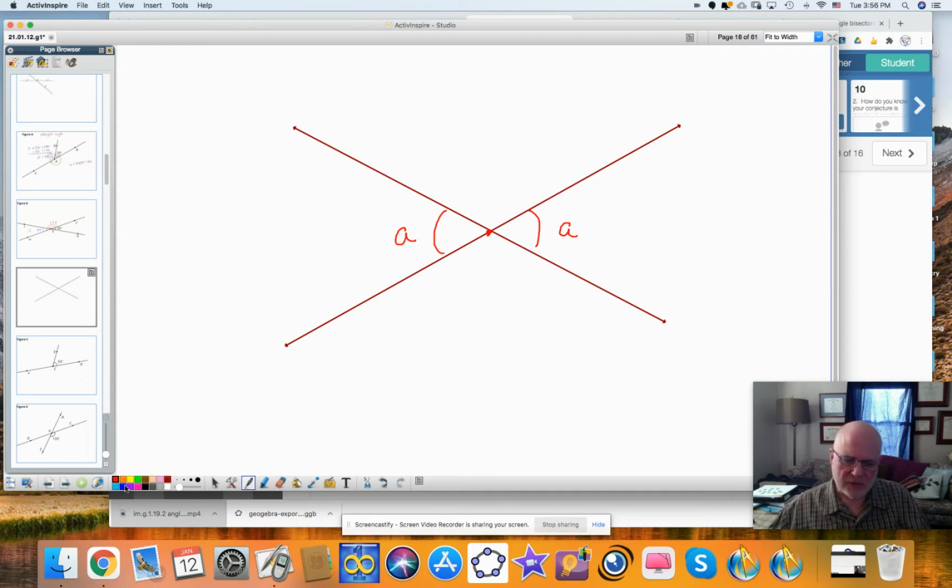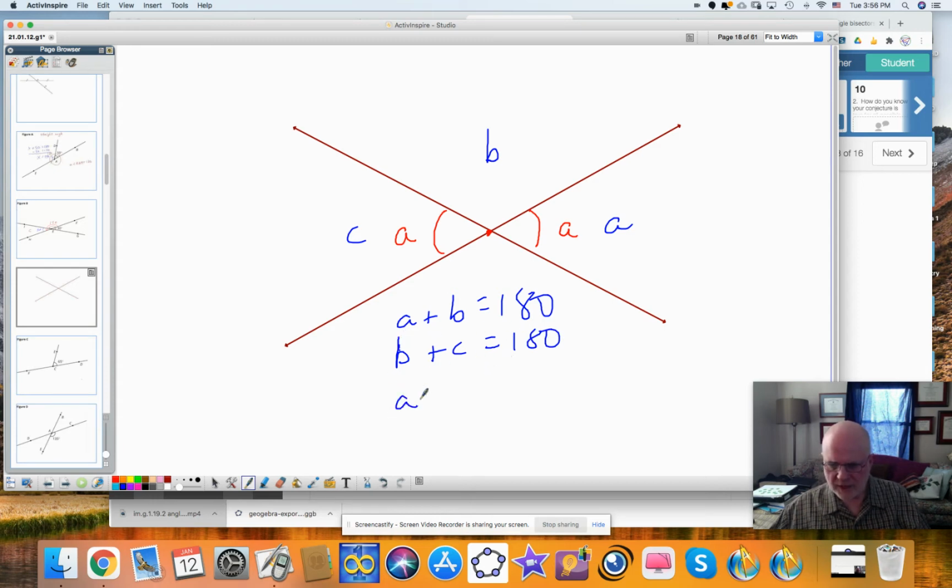The general case, if I have A, B, and C, when I know that A plus B is equal to 180 and B plus C is equal to 180, if I substitute both of these into the equation, I get A plus B is equal to B plus C. Subtract B from both sides, I get A is equal to C. So this is doing it algebraically. This is doing it with a transformation.